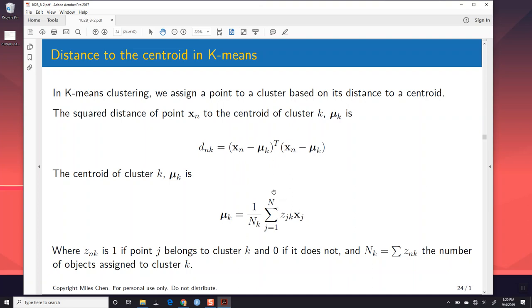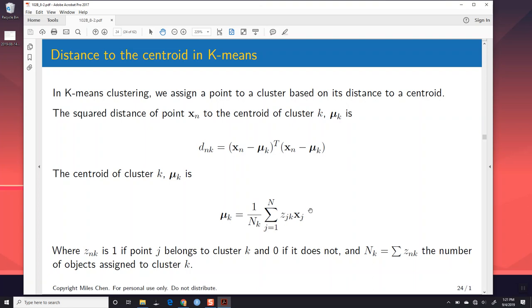And then the centroid itself is calculated as the sum of the x's, but you multiply it by z. And remember, z is either 0 or 1. It's 0 if the point is not in the centroid, so it doesn't get added in there, and it's 1 if the point is in the centroid. So this ends up just being the average of the x points that are in the centroid. Is that all right?